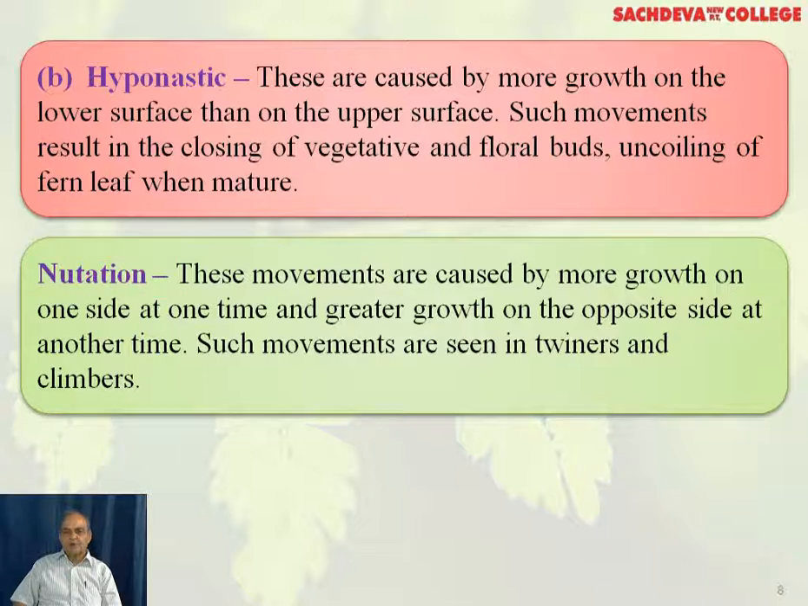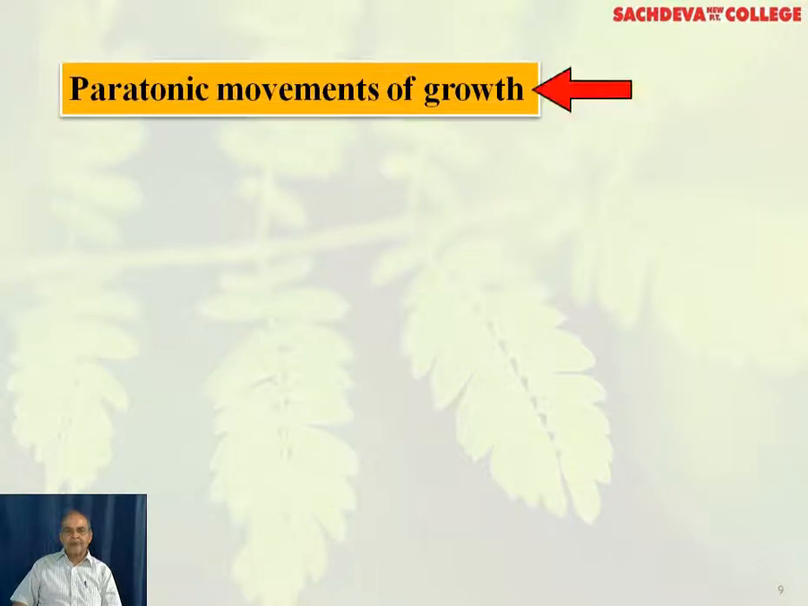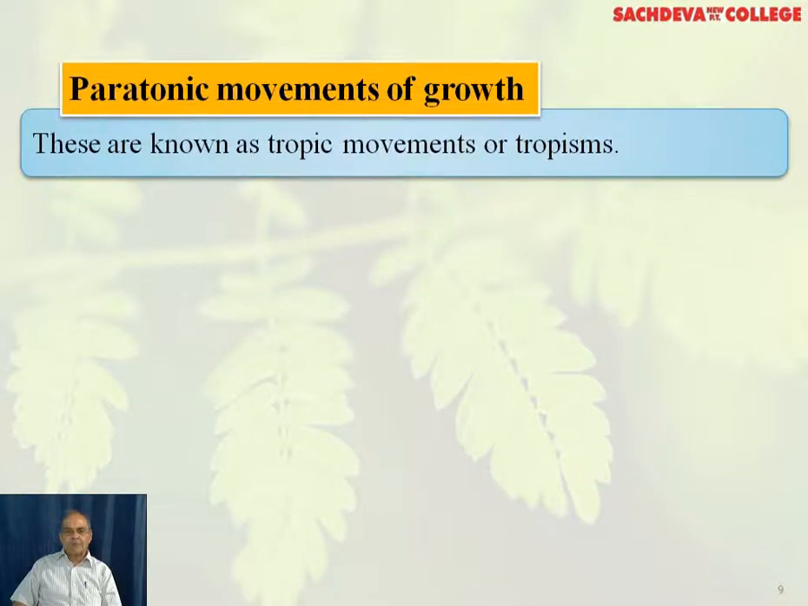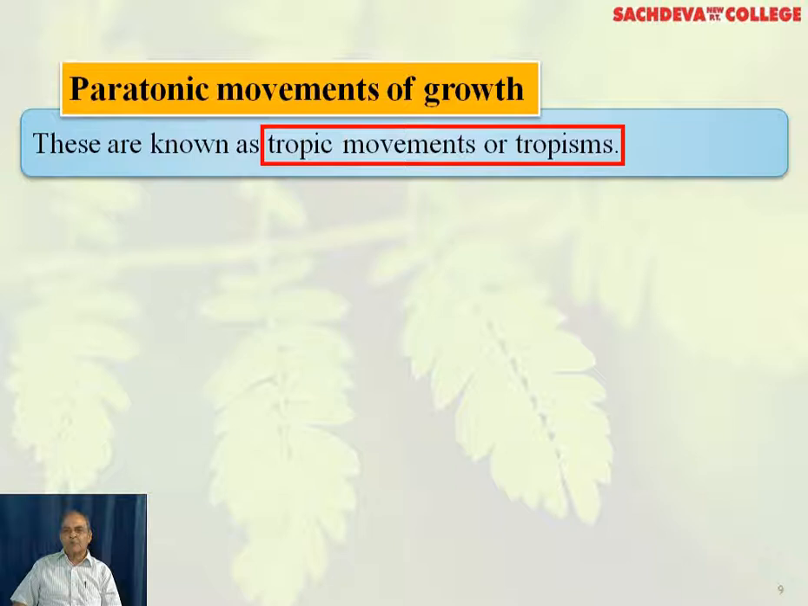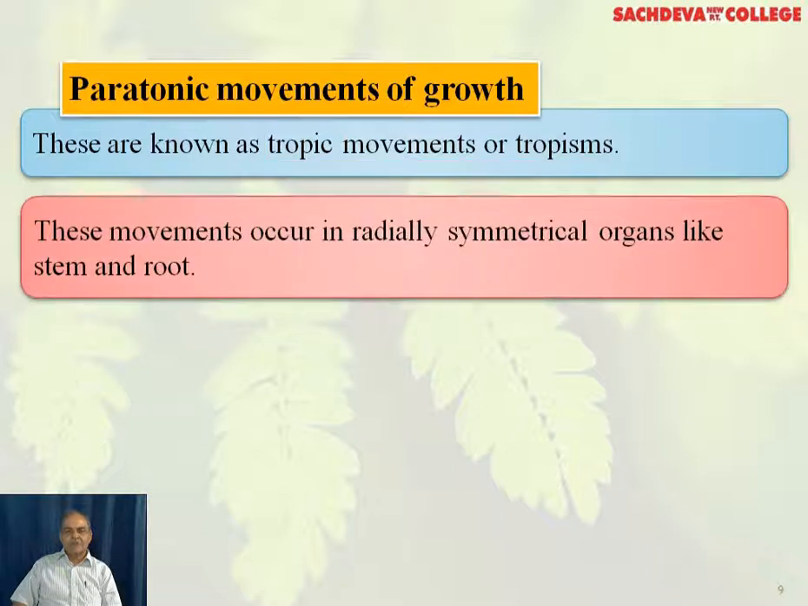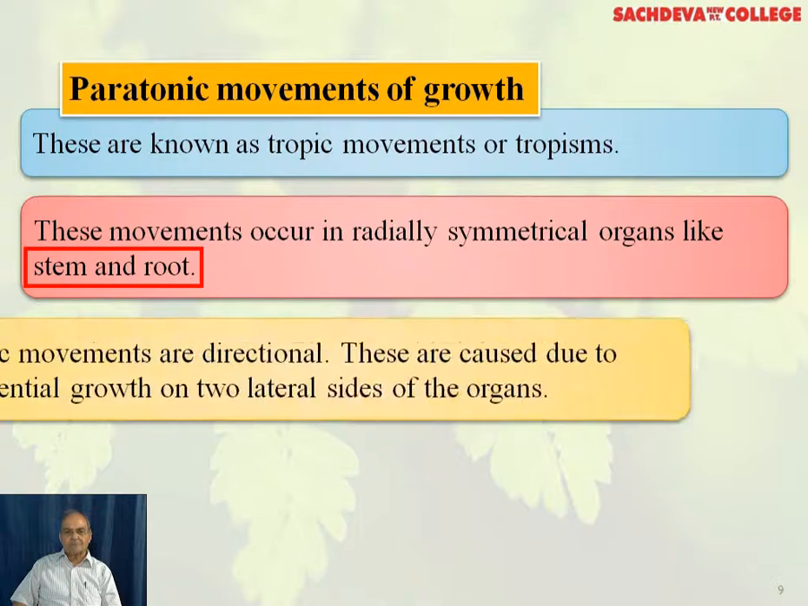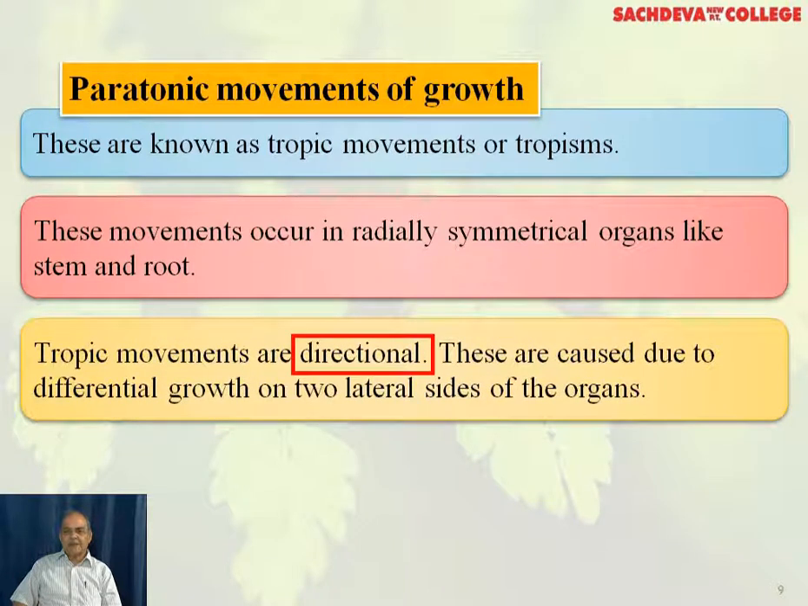Nutation. These movements are caused due to more growth on one side at one time and greater growth on the opposite side at another time. Such movements are seen in twiners and climbers. Paratonic movements of growth. These are known as tropic movements or tropism. These movements occur in radially symmetrical organs like stem and root. Tropic movements are directional. These are caused due to differential growth on two lateral sides of the organs.